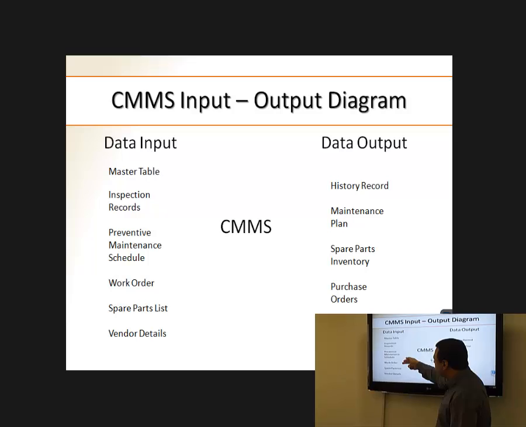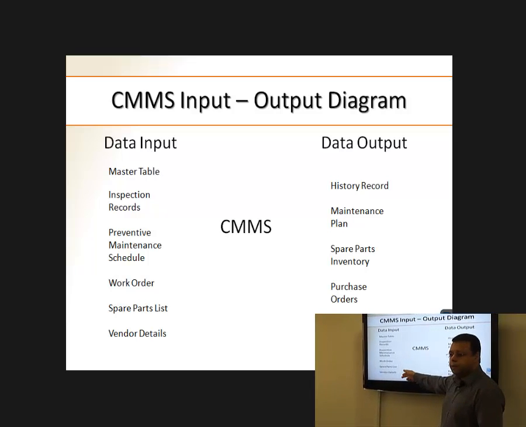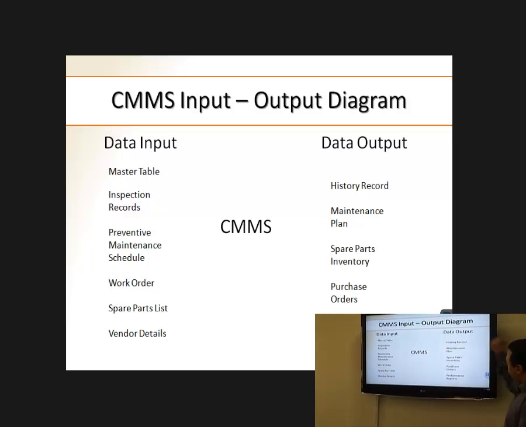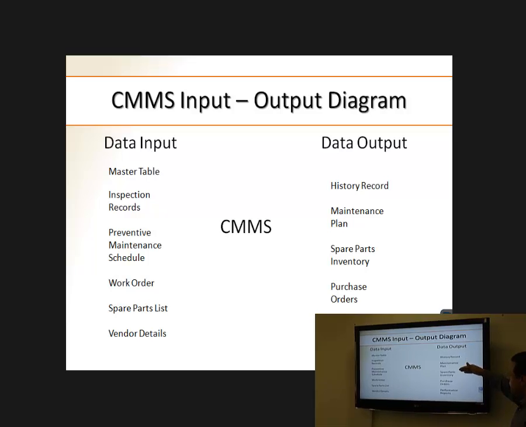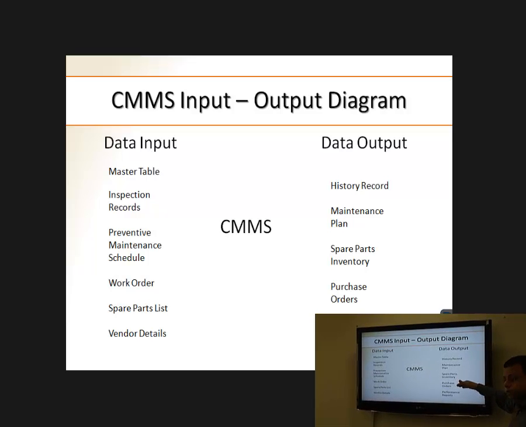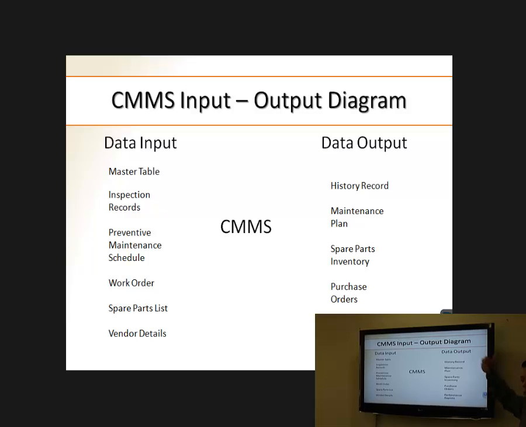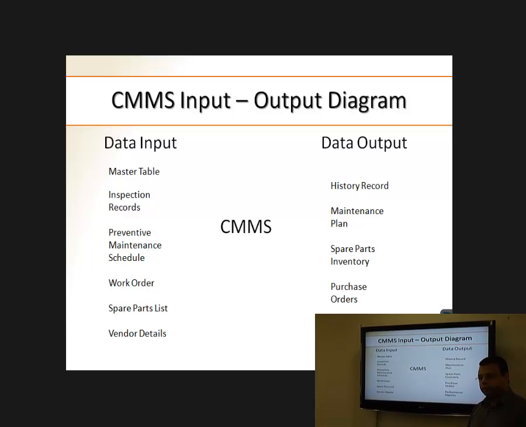So in our CMMS input and output diagram, I will have the master table, inspection records, preventive maintenance schedule, work order, spare part list, and vendor list. On the other side, I will be getting the history record, the maintenance plan, spare part inventory, and purchase orders. I hope we can also build for that. It will come there, sir, in the history record.